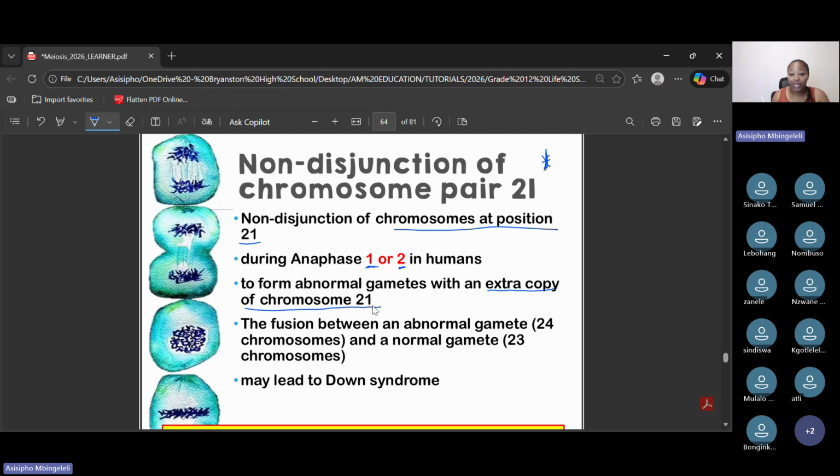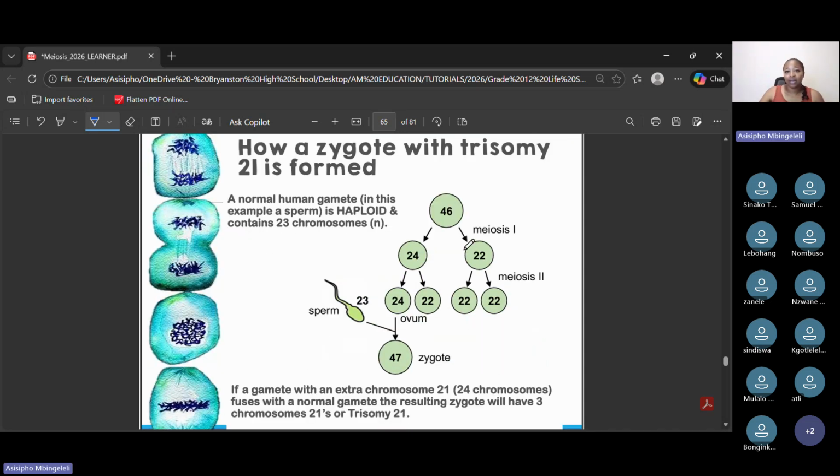Now, there is fusion between a normal gamete and an abnormal gamete. The normal gamete has 23 chromosomes and the abnormal gamete has 24, meaning one extra chromosome. That leads to Down syndrome because we add this and that, and the person ends up having 47 chromosomes. I think how a zygote is formed in trisomy 21, that's exactly what would have happened.